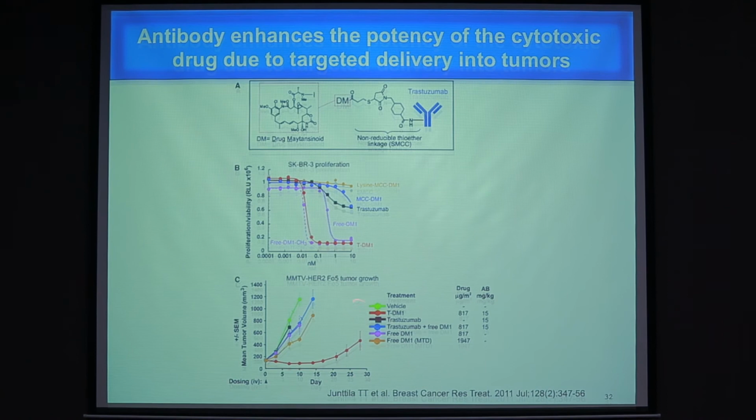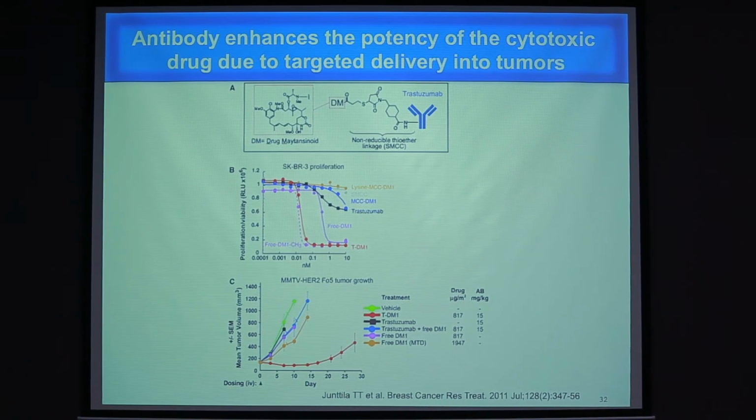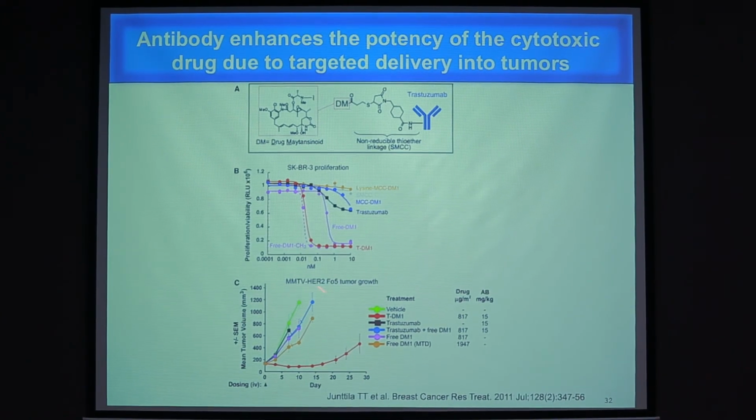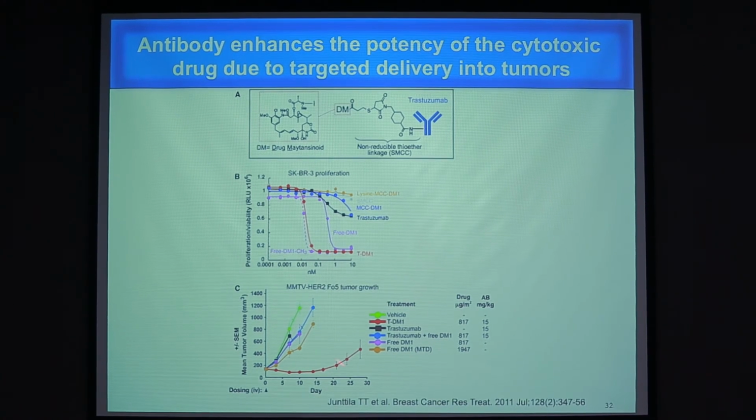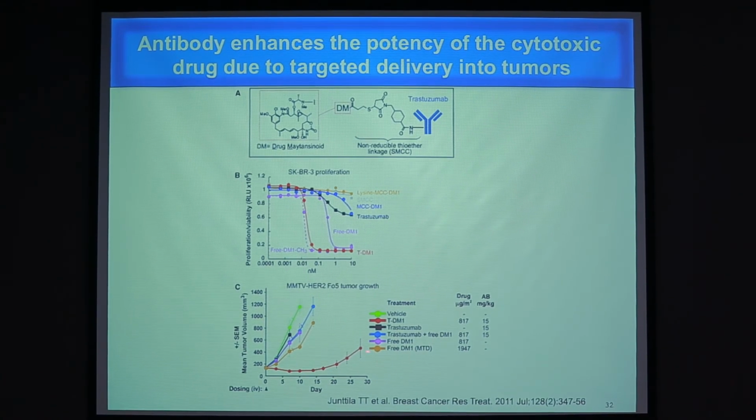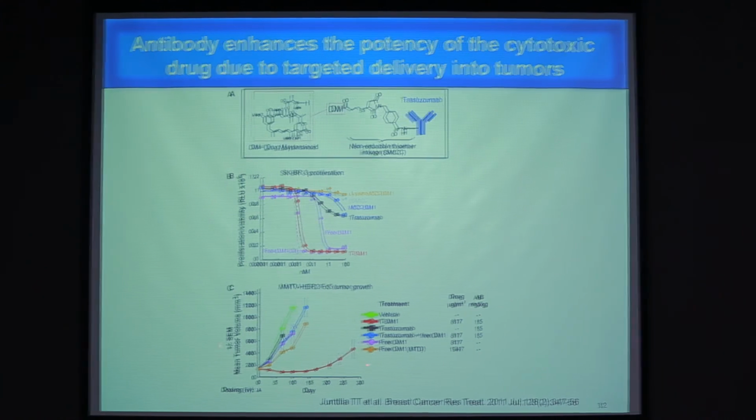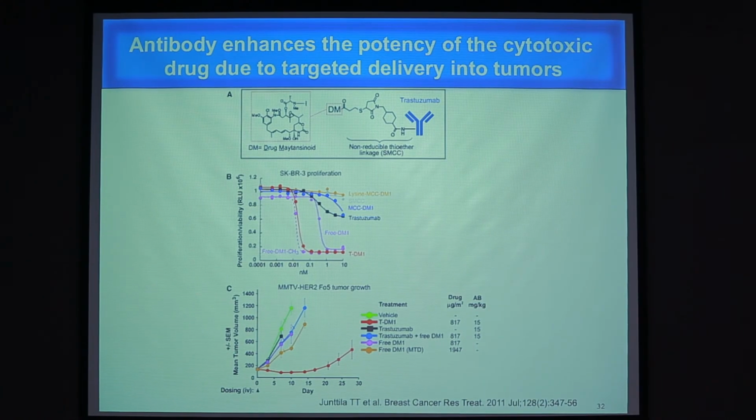But the most striking thing is this in vivo study, tumor. This is the Fo5 model where HER2 overexpression results in tumors basically in the breast. You grow the tumors under the skin basically. That's how it works. It's a breast tumor, but it's not in the breast tissue basically.